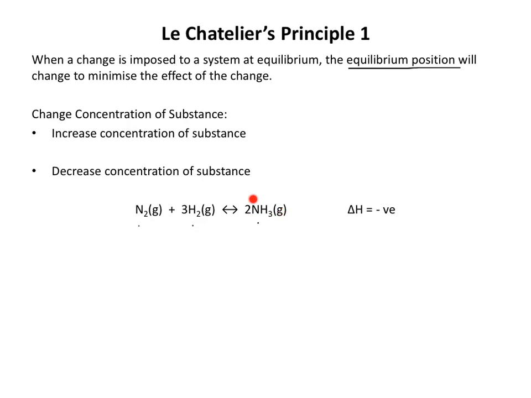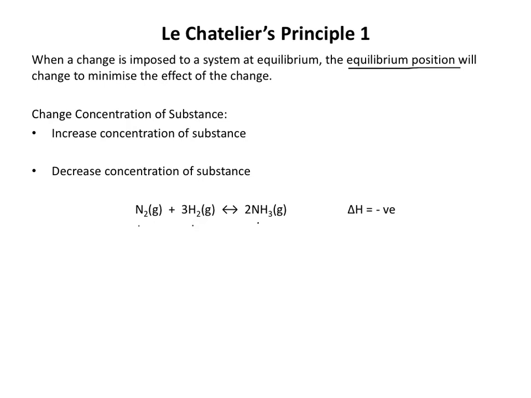If you take ammonia away, the equilibrium thinks, he's taking ammonia away, I must replace it. So again, the equilibrium moves to the right. The same would happen in reverse. If we increased the concentration of ammonia, I don't know why we'd do that if we're trying to make it, but if we put extra ammonia in, the equilibrium would think, he's adding ammonia, I'm going to take it away. So it would move to the left-hand side.